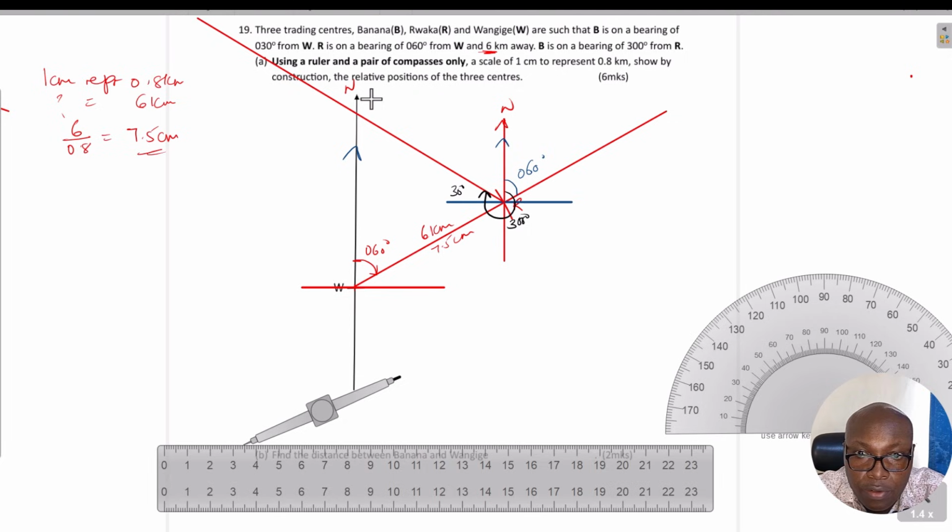So B is on a bearing of 300 from R, and you're not given the distance. There's no distance that is given there. So I've just drawn the straight line there. I think that is all. The positions, I don't see whether there's anything else. So B is on a bearing of 300 from R.